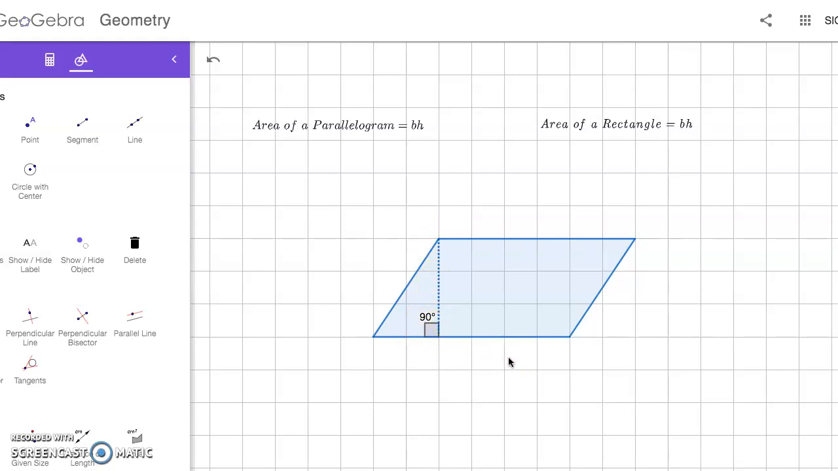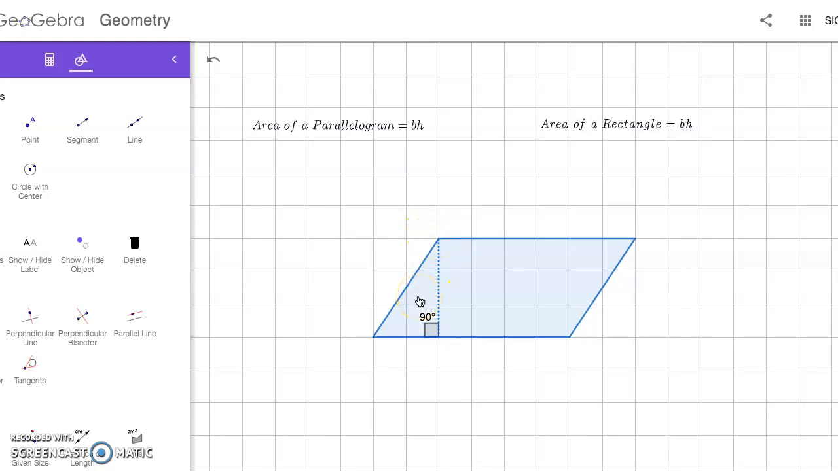That's really important. A common mistake with parallelograms is to assume that the height is measured slanted, not at a 90-degree angle to the base, and using that method you would find the incorrect area. So what we can see here is this parallelogram with the height.